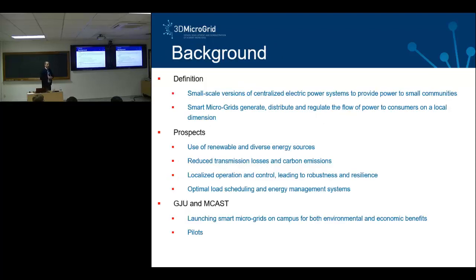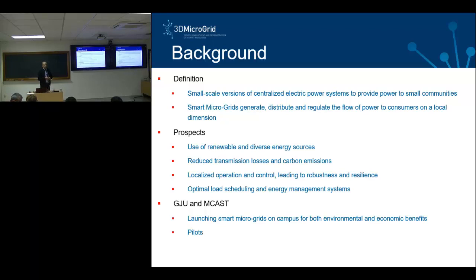So I just want to give you some background on how this project evolved. And I remember when we started the cooperation in this project, we went into context, why 3D or why microgrid is important for our countries. And there are lots of benefits, what we call here prospects. So enhance more use of renewable and diverse energy resources, to reduce environmental impact, to create fewer environmental emissions and problems that are not nice for our environment.